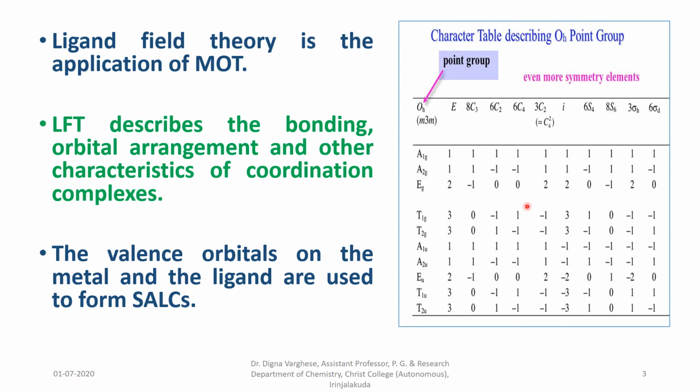We are discussing here the octahedral complexes, and we have to draw the molecular orbital diagram for the octahedral complexes. So this is the character table for the Oh point group that you have already studied in group theory.